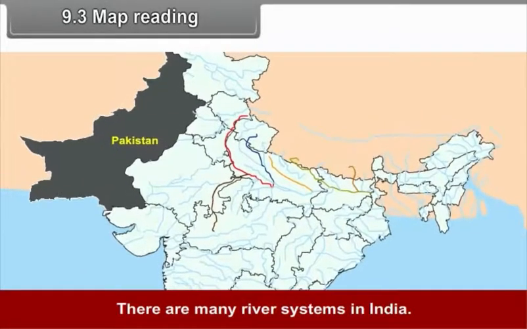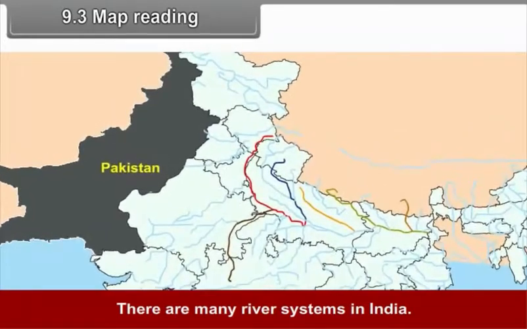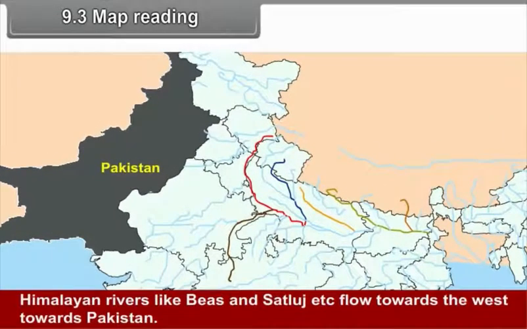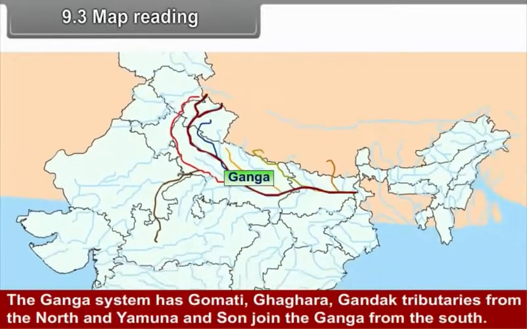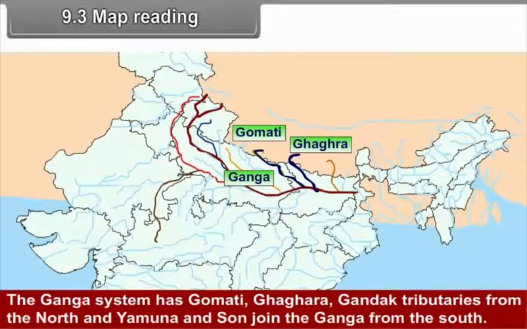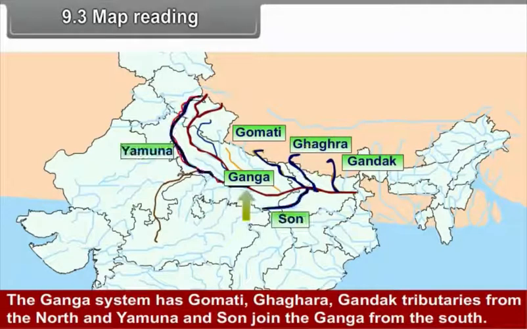There are many river systems in India. Himalayan rivers like Beas and Satluj, etc. flow towards the west towards Pakistan. The Ganga system has Gomati, Ghagra, Gandak tributaries from the north and Yamuna and Son join the Ganga from the south.